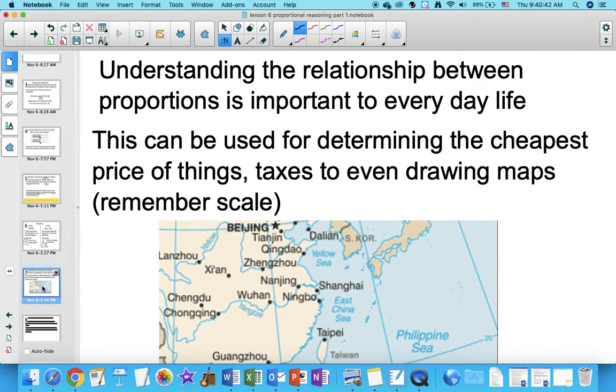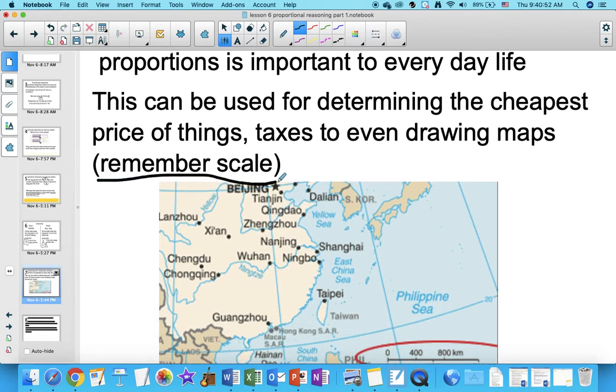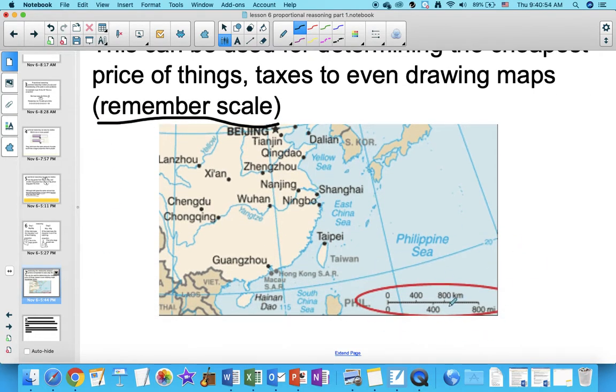Understanding the relationship between proportions is important in everyday life. This can be used for determining the cheapest price of things, taxes, and even drawing maps. So if you remember scale, right? Proportional reasoning is used in scale.